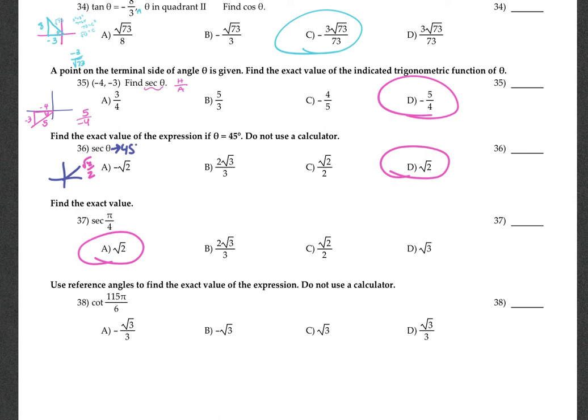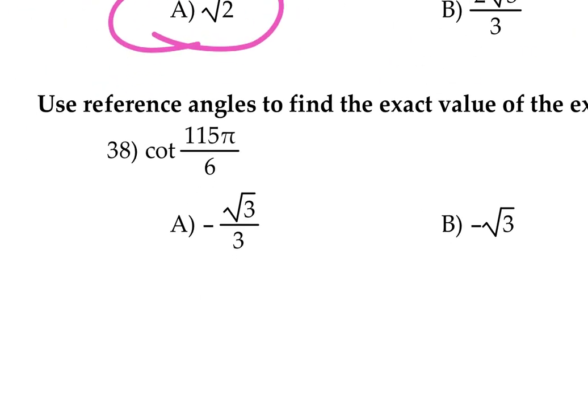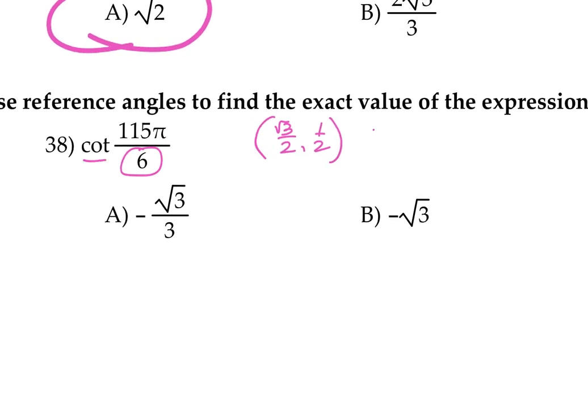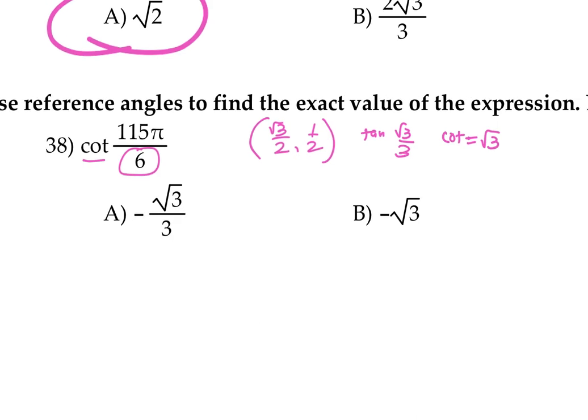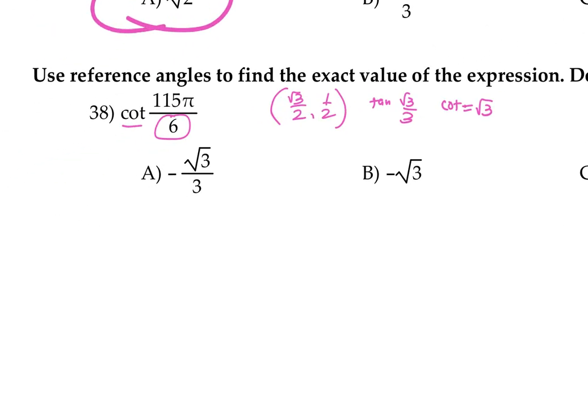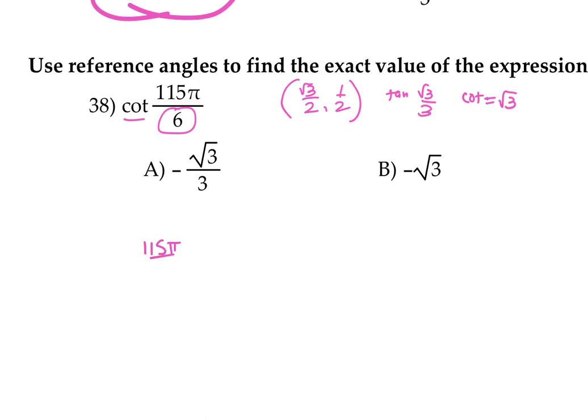Cotangent of 115 pi over 6. So this is obviously an over 6. I know my over 6 are root 3 over 2 and 1 half. Because it's cotangent, the tangent would be root 3 over 3. The cotangent's the reciprocal of that, which is root 3. Now all I have to do is locate my sine, because it narrows that down to B and C. So 115 pi over 6. So convert 115 over 6 into a mixed number, and it's 19 and 1 pi over 6.